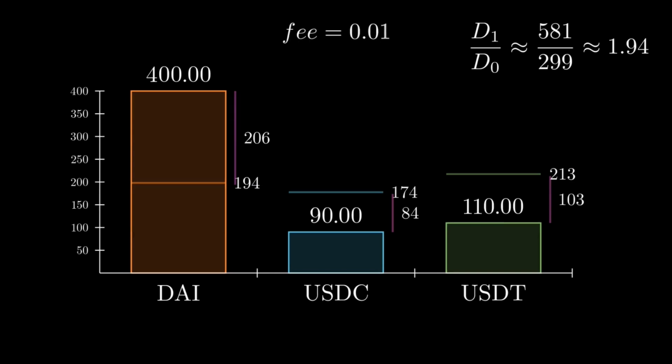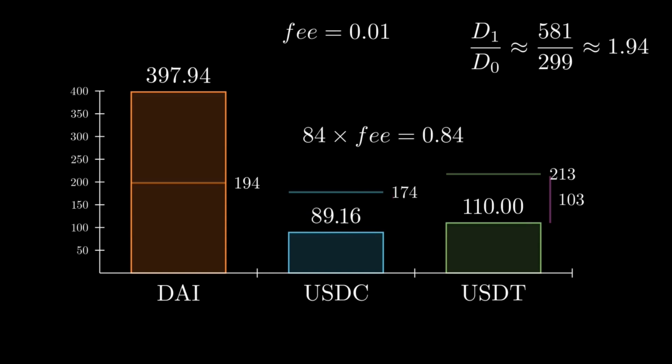For this example, let's say that the fee multiplier is 1%. Starting with DAI, we have that the difference is 206. Multiply this by the fee multiplier, 1%, and we get that we're going to charge 2.06 DAI as imbalance fee. For USDC, the difference is 84. 1% of 84 is 0.84. So from the token balance of USDC, we deduct 0.84. For USDT, the difference is 103. 1% of 103 is 1.03. So we deduct 1.03 from the balance of USDT.